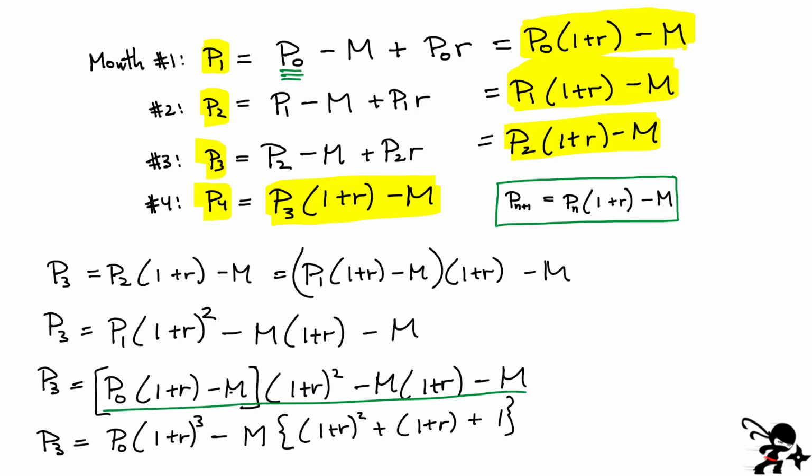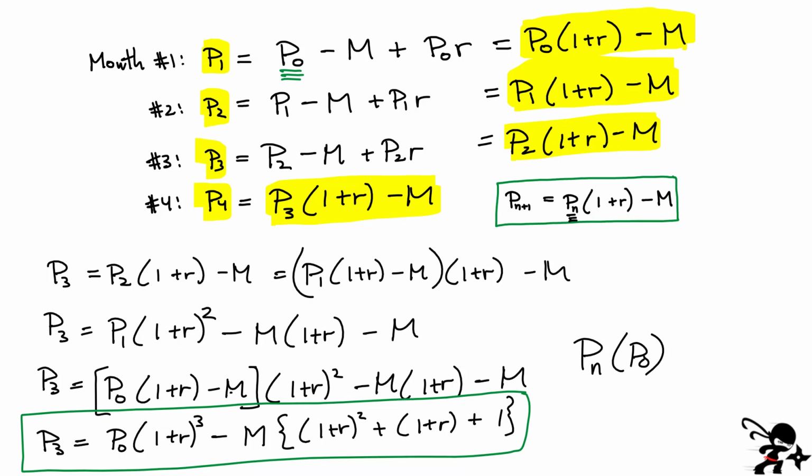So what we're going to try to do now is write the generic equation. The goal will be to write the generic equation for the nth ending balance in terms of P0, not in terms of the month previous to it, but we want a function here in terms of P0. So let's see how we can do that using our expression here for P3 that we just derived.